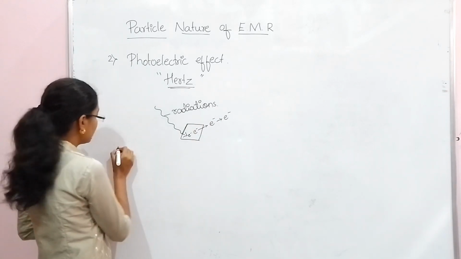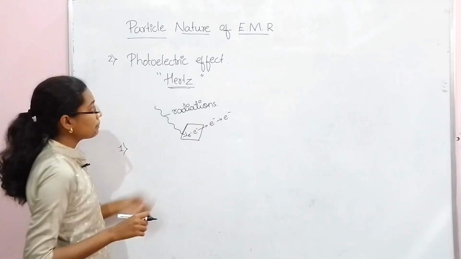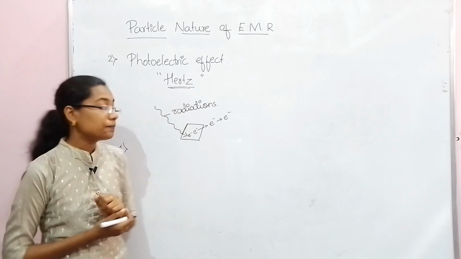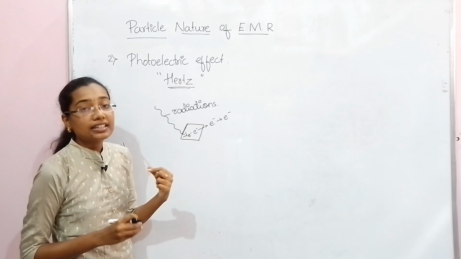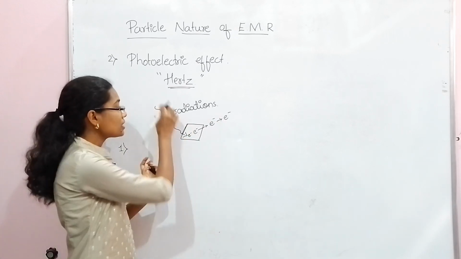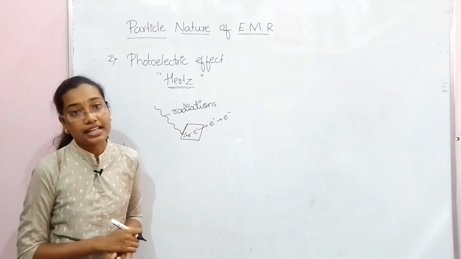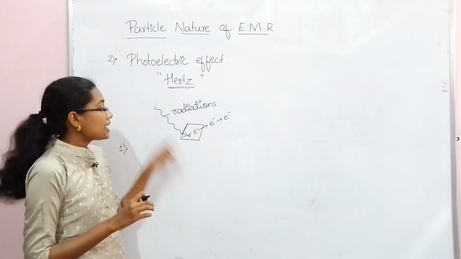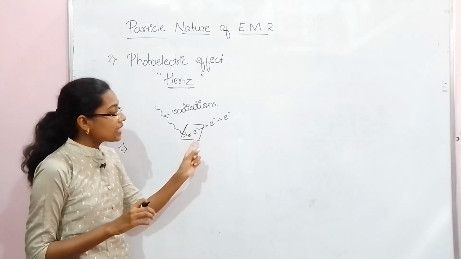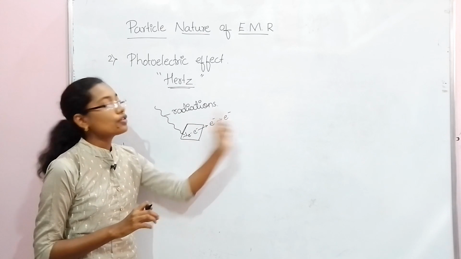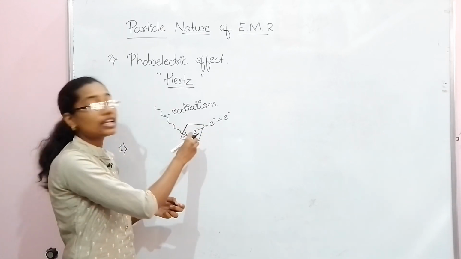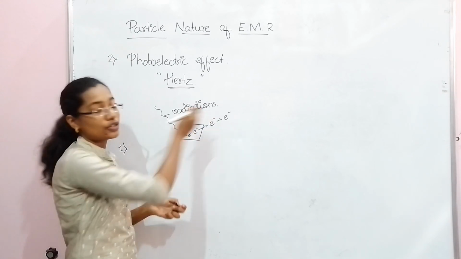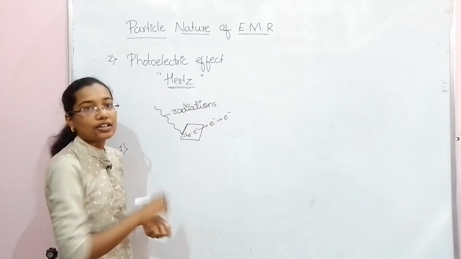The first observation made by this scientist is that there is no time lag between the emission of electrons and the striking of these radiations. As soon as the radiation strikes this metal surface, the emission of electrons takes place.